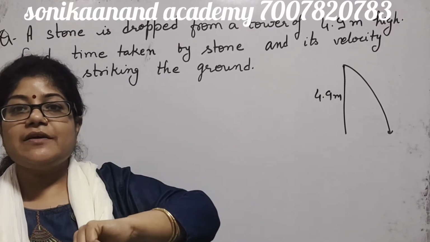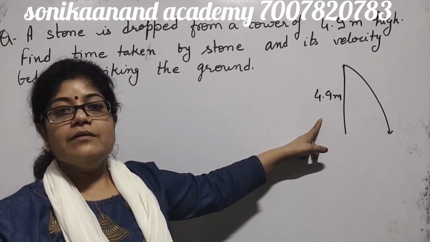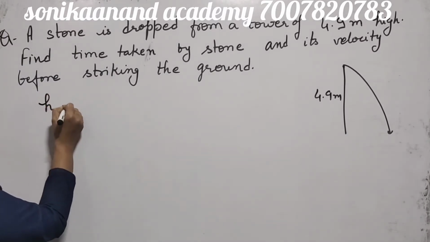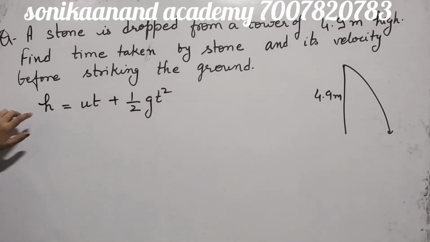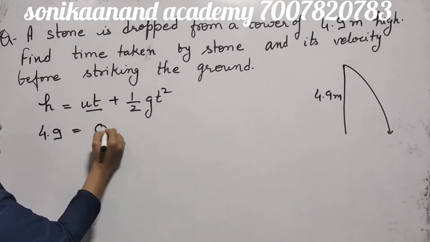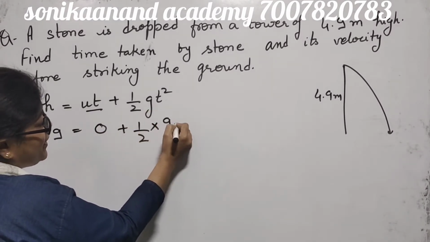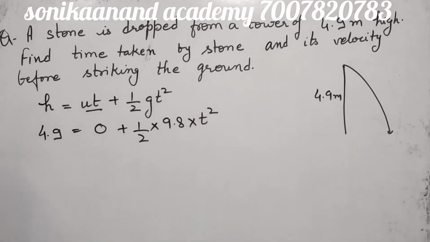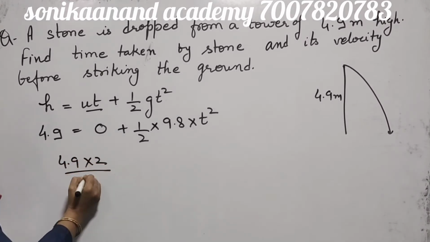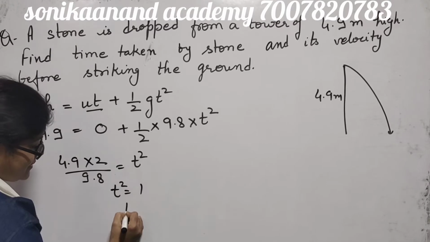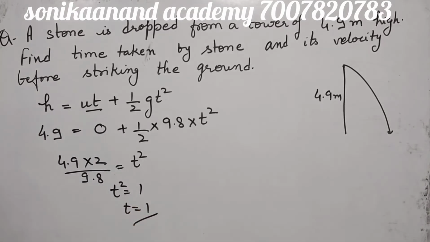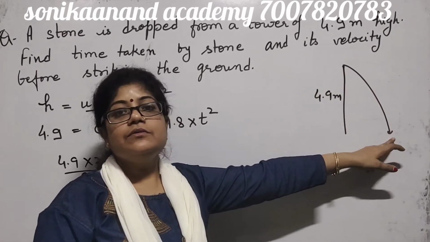In the previous question, time is given and we have to find the height. Now we use the same equation. H is equal to UT plus half GT square. Here height is 4.9 meters. So UT is 0, then half G, 9.8, time square. Now we multiply by 2, that is 4.9 into 2 over 9.8 is equal to T square. So both cancel down. T square is equal to 1, that is time is equal to 1 second. In 1 second, the stone comes from this position to this position.